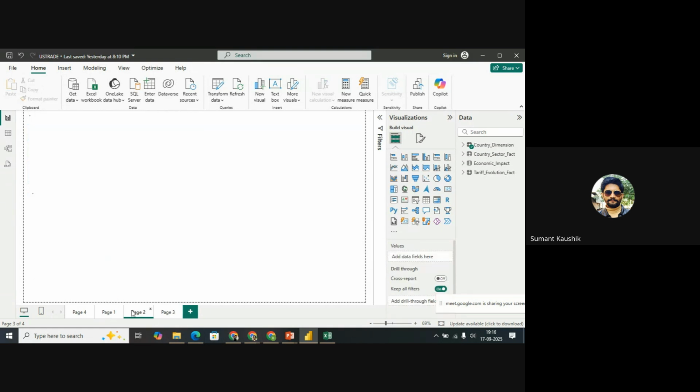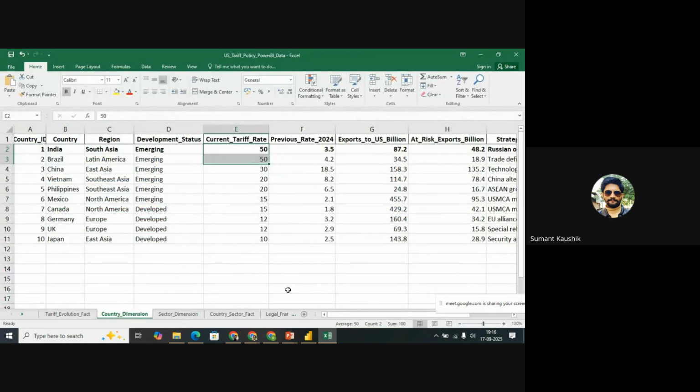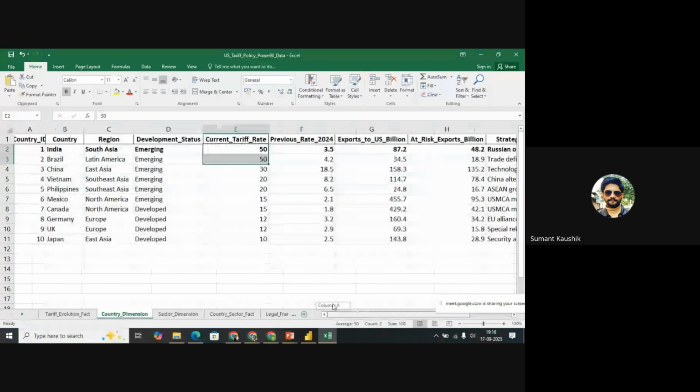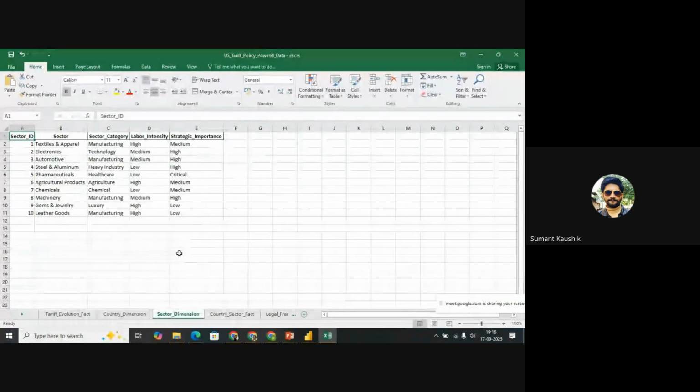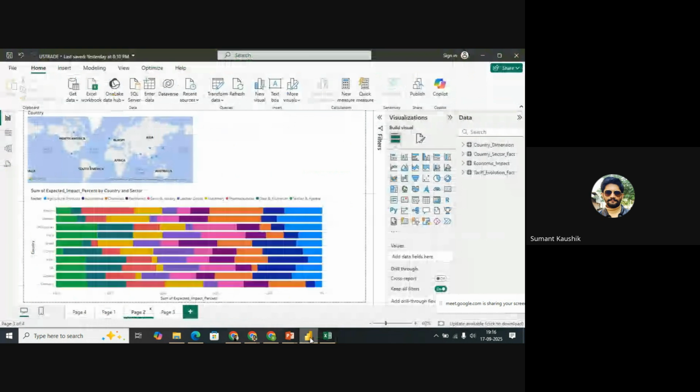Now we come to the next part. We will try to analyze how much a particular sector will be affected for each country. So this we have done today, the dimension for each country. Now we go sector wise, that is the sector wise effect on each and every country. First of all, we try to understand through Excel, then we will analyze it through Power BI.